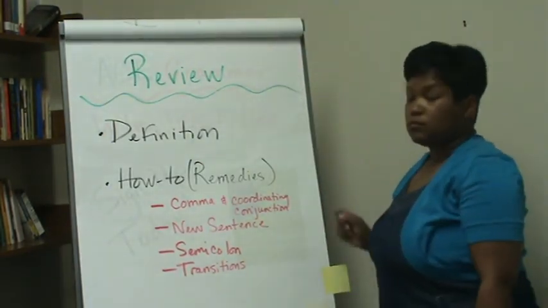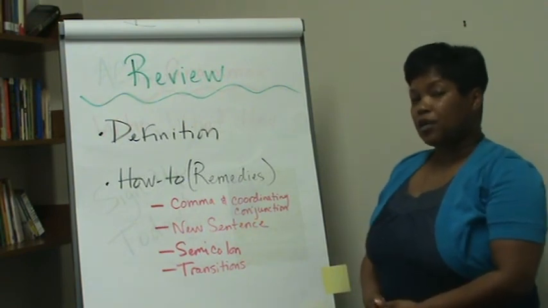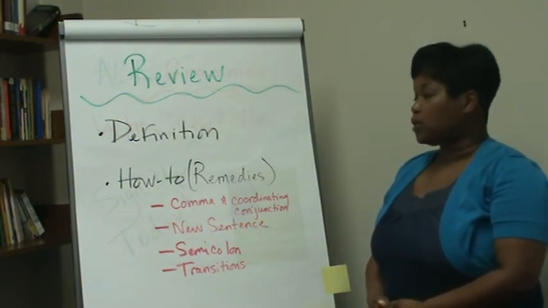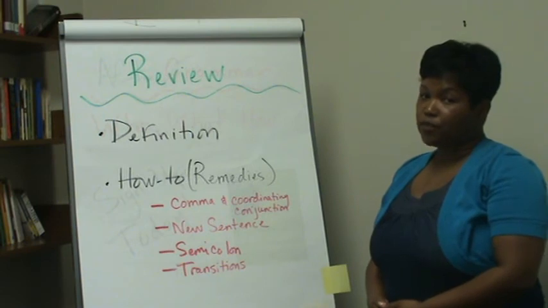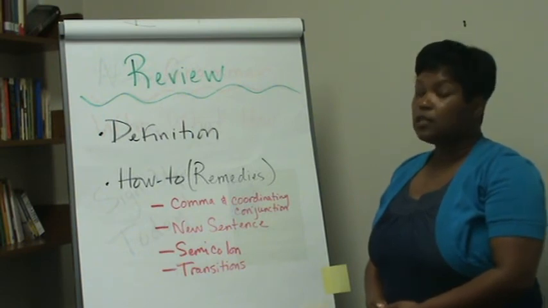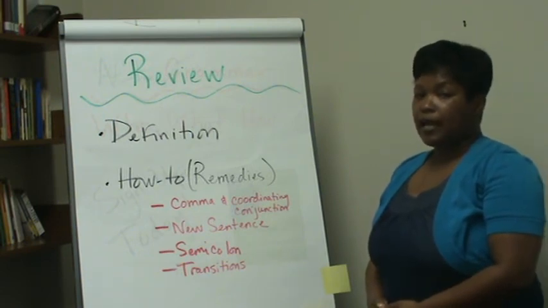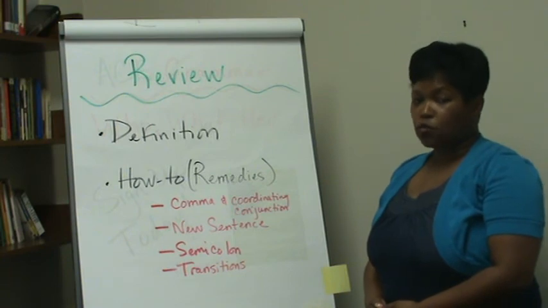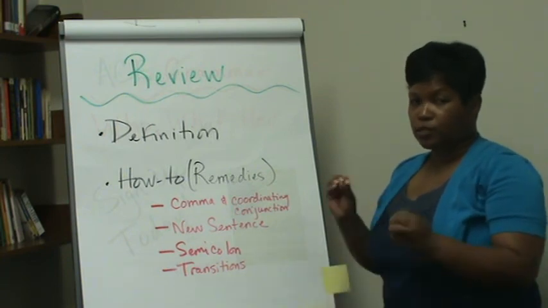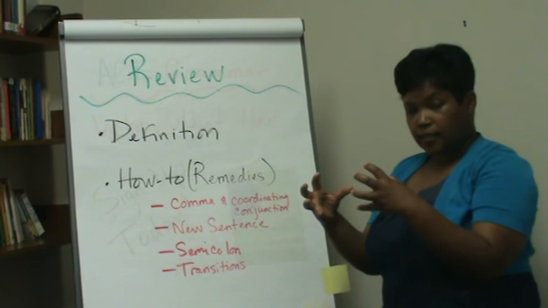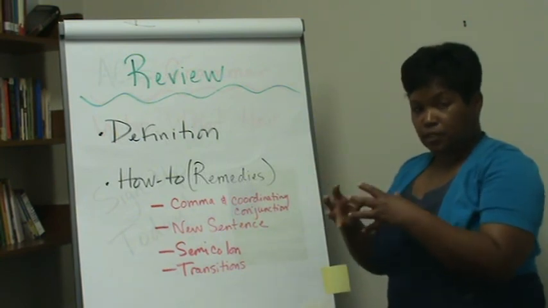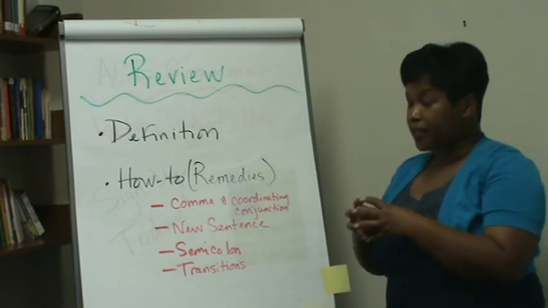So let's review. Today you've learned about run-ons and how we define them. We know that they can be called a few different things depending on the situation. So anytime you see FS for fused sentence or RO for run-on, you know that we're discussing 2 or more independent clauses or main sentences being smushed together without the appropriate connectors.